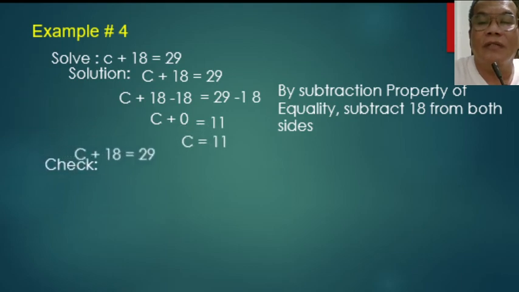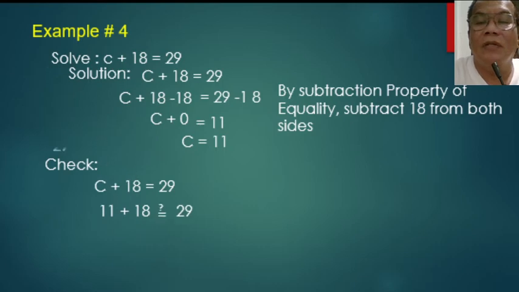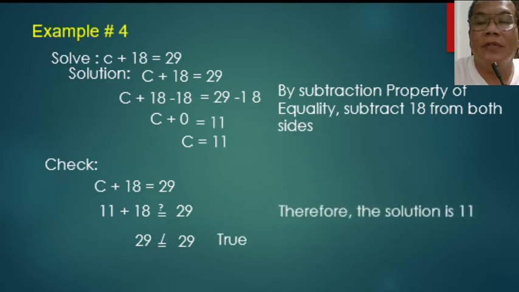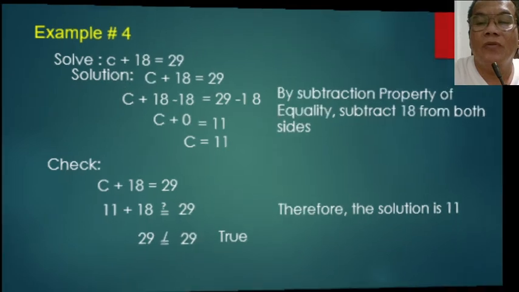So to check, c plus 18 is equal to 29. 11 plus 18 is equal to 29. And 29 is equal to 29. So check. So that is correct. So again, the solution is 11. Next, we're now on sample number 5.